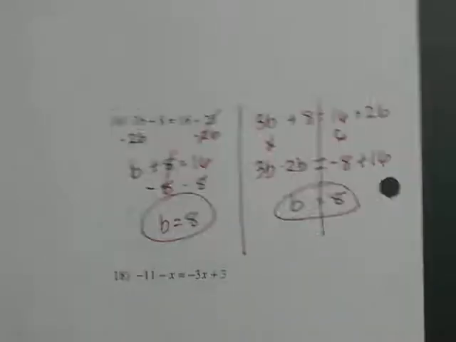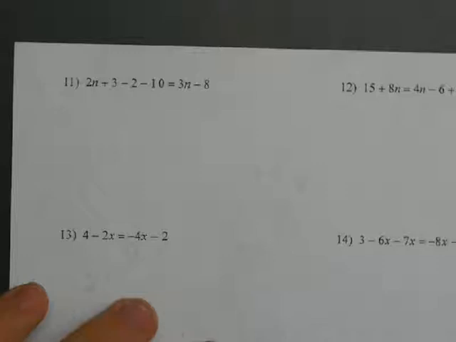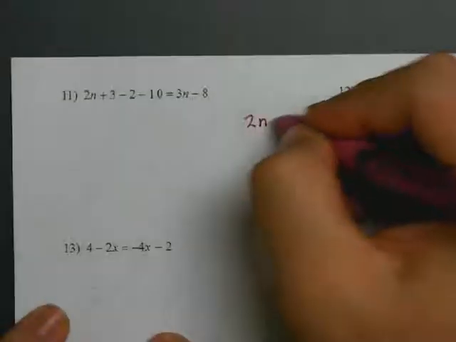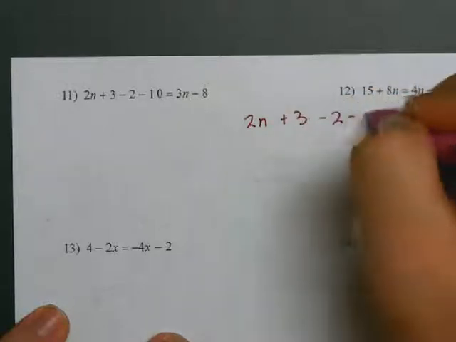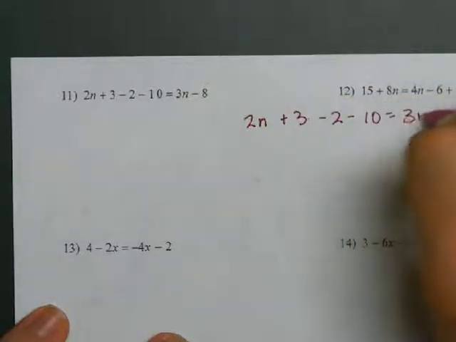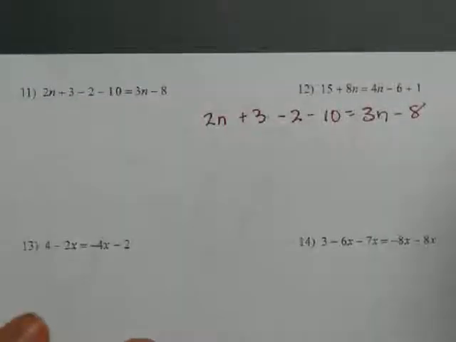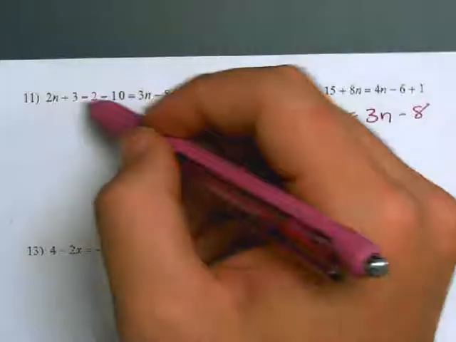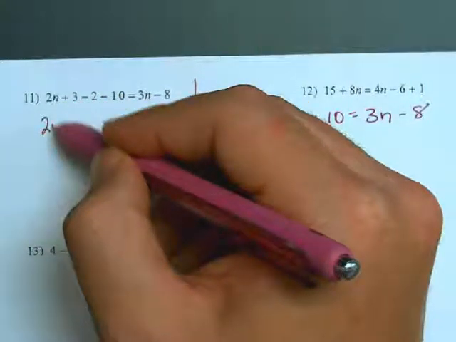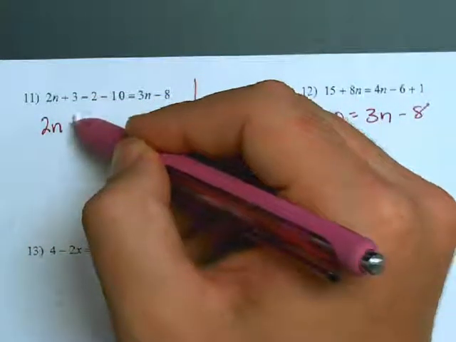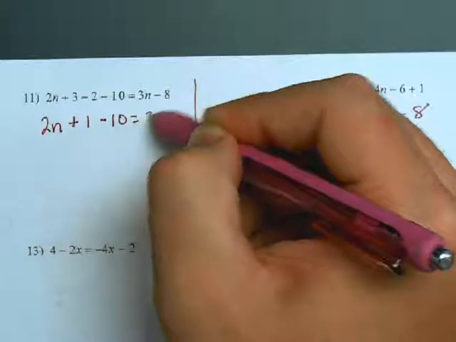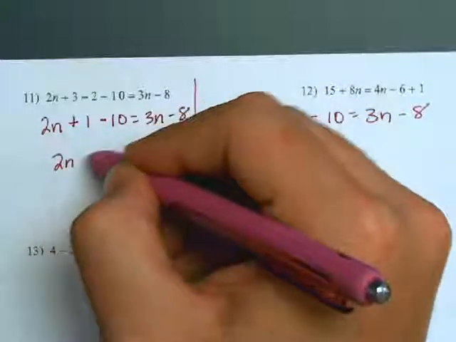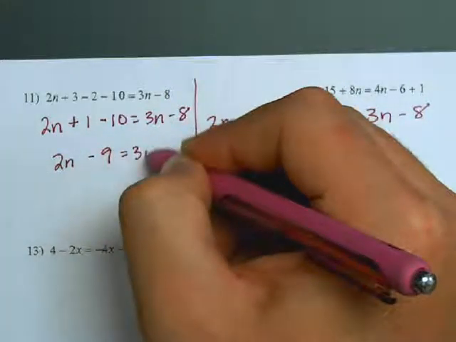Let's work one more. Let's work number 11. So I'm going to work number 11 both ways here. So I'm going to rewrite it. 2n plus 3 minus 2 minus 10 equals 3n minus 8. So the first step on the old way would be to combine anything on the left side. So I can combine this 3 and 2. 3 minus 2 is 1, and then I write down everything else. Looks like I can still combine this 1 minus 10. 1 minus 10 is negative 9 equals 3n minus 8.